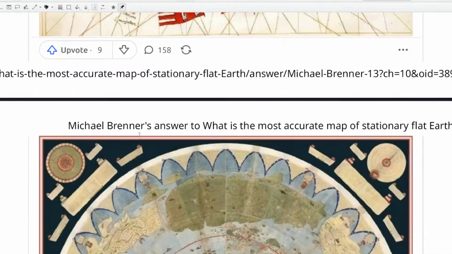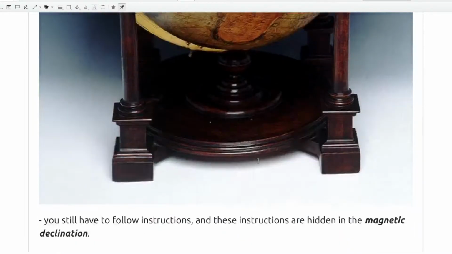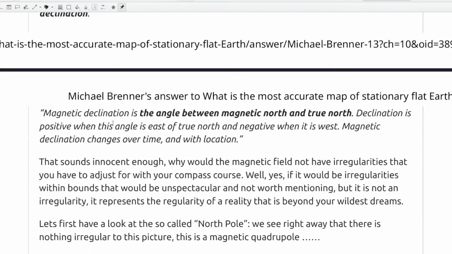Your globe is a mixture of both. It pretends to be objective geometry, but you can't use it that way and hope to arrive where you planned to go. You still have to follow instructions, and these instructions are hidden in the magnetic declination.